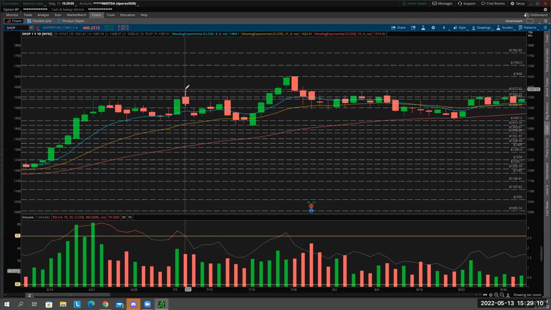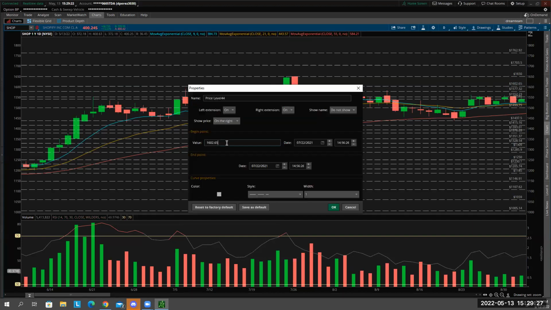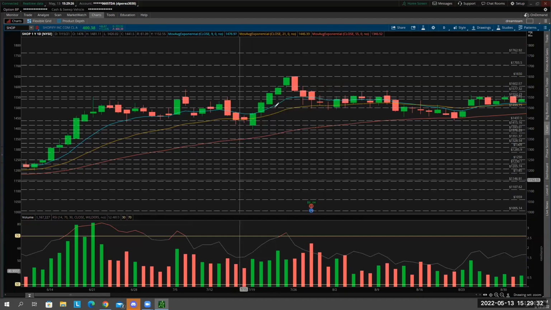Got some nice rejection around this area. Not good enough for me to mark though. There's only one. This one though, this is nice. We got rejection, rejection, support. So I'm gonna grab this high, 1602.42, 1602.57. Let's do the 1602.57. Boom. That is all for here.